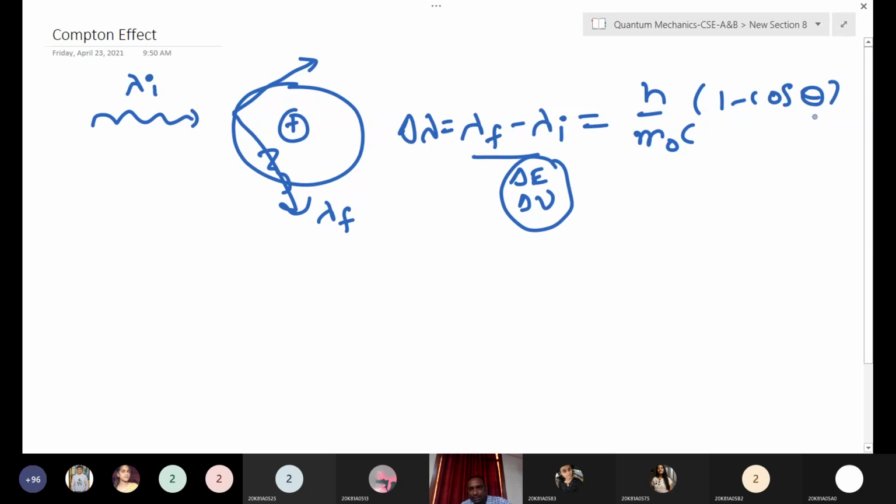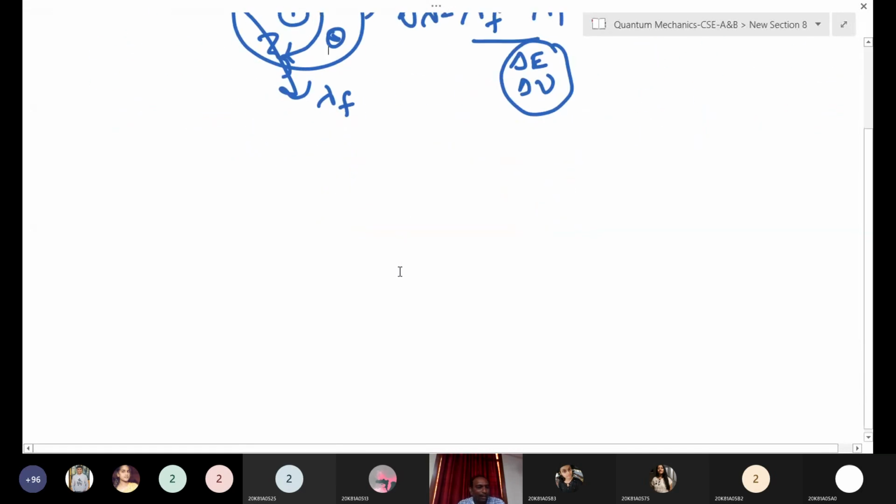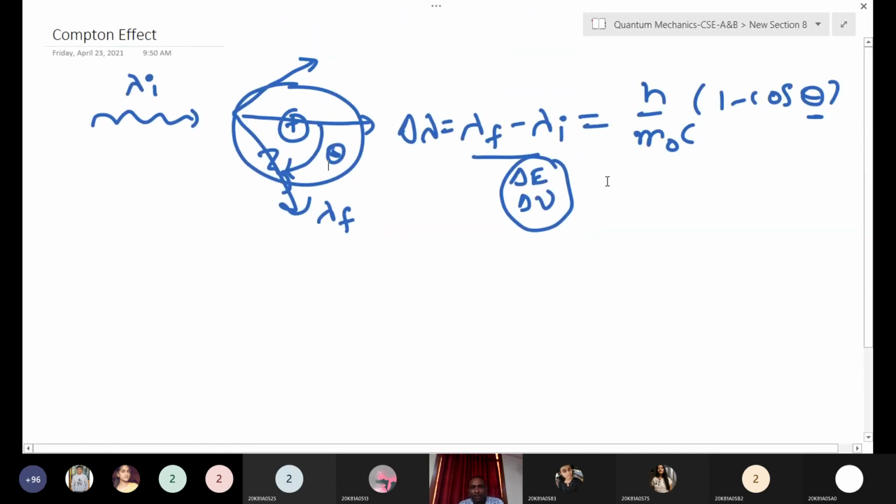Here theta means scattering angle. So suppose the incident direction and how much angle it is scattered, or how much angle the photon is deviated after scattering, after collision. Okay, that is the theta. Now we will see the experimental setup and derivation, how this expression they got.